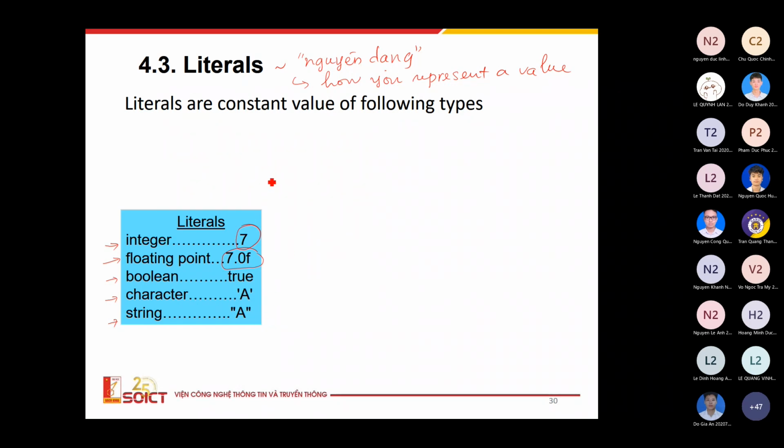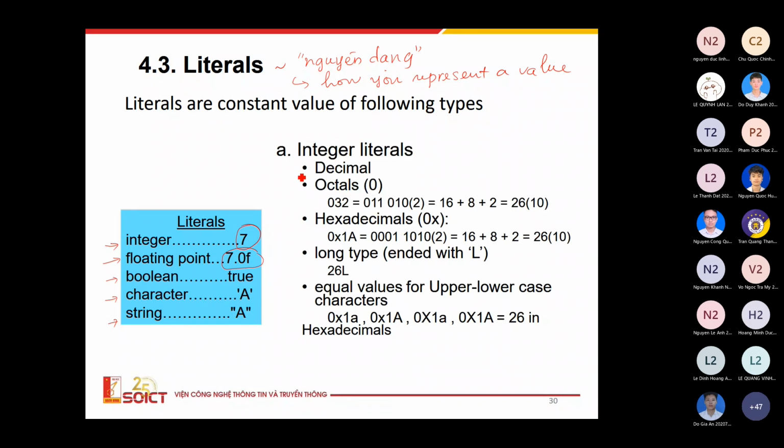This is the guide for you to represent the value. Firstly, for an integer value, how do you represent it? Firstly, you can use the decimal system, that is, we still use base 10 as normal, right? Written in a normal way. Secondly, you can use the octal system with 0 at the beginning. What base is this?